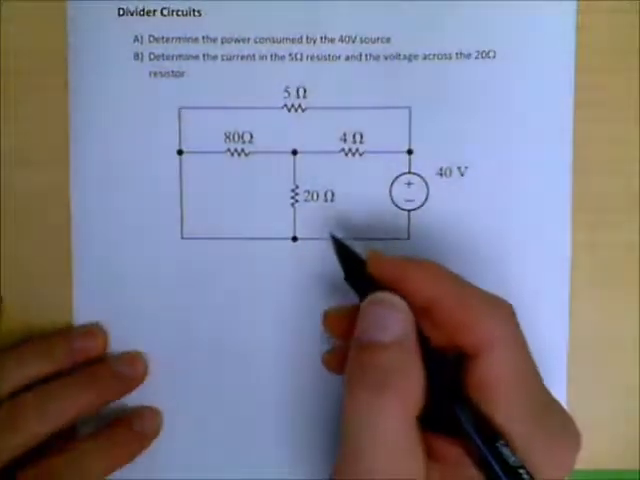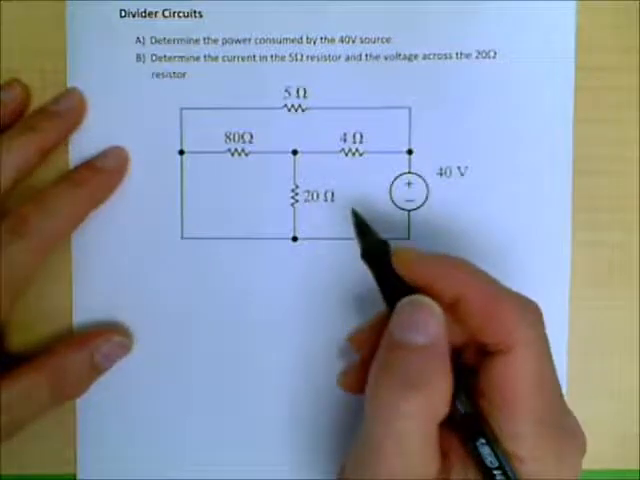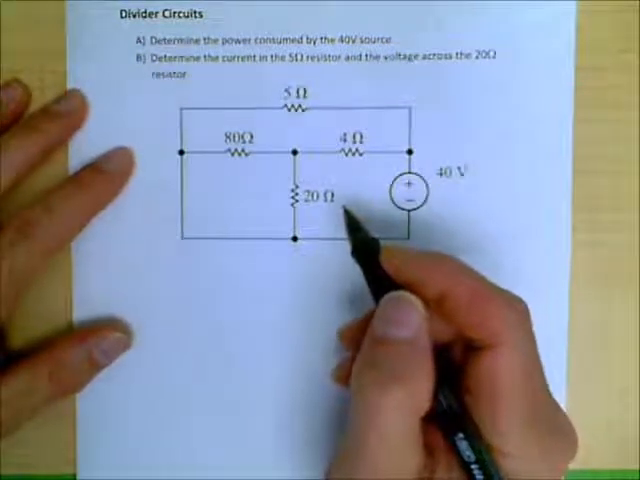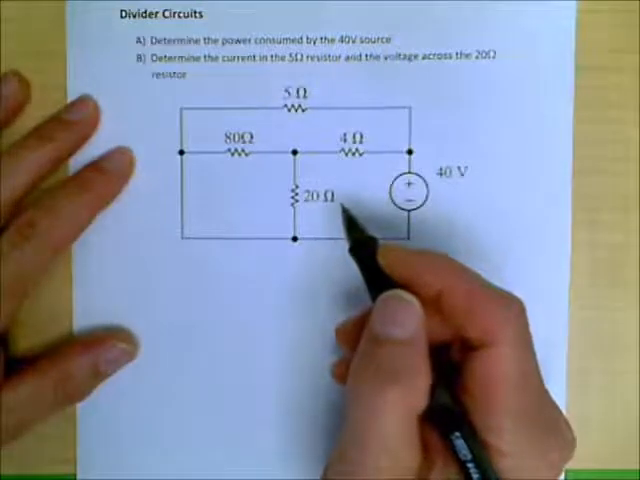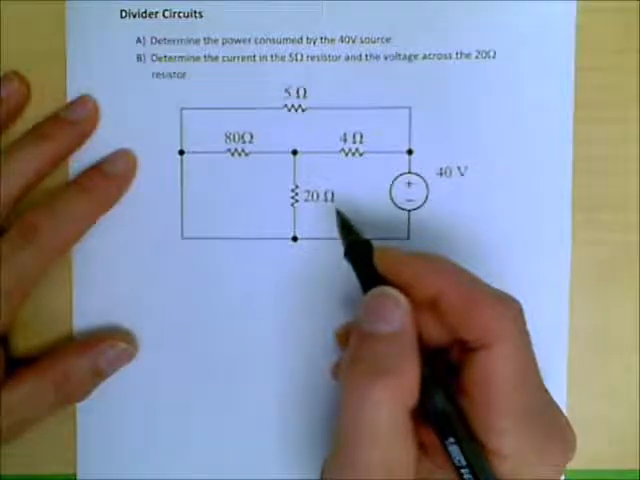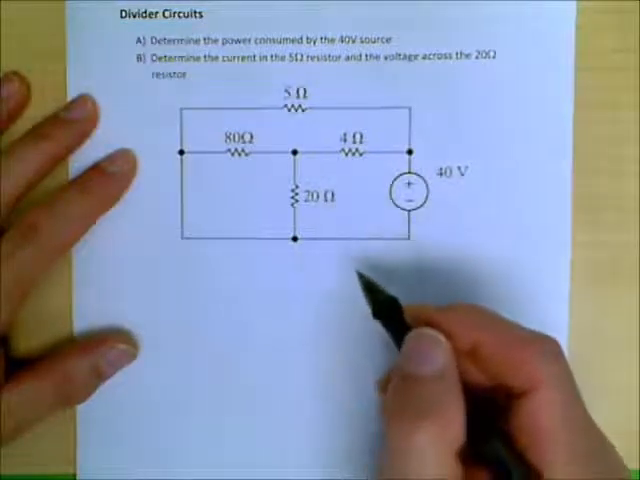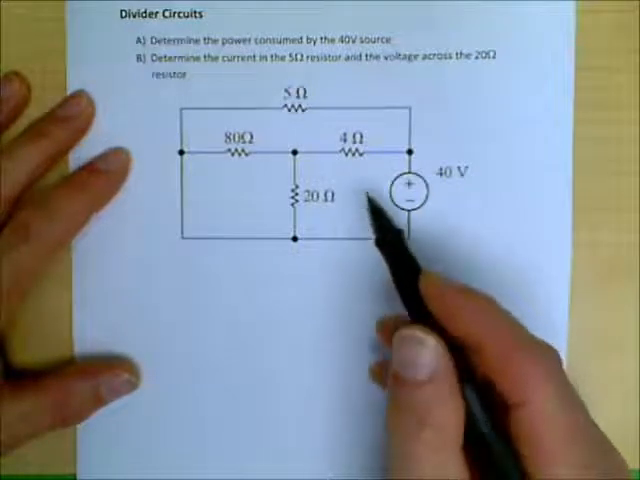Okay, this is a question that has to do with divider circuits, and it is very similar to the circuit that we just looked at for resistance reduction. But I'm going to show you from that circuit how you can use both voltage and current dividers to determine circuit element values. So the first thing we're going to look at is part number A.